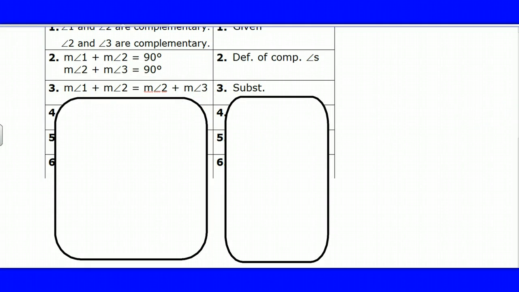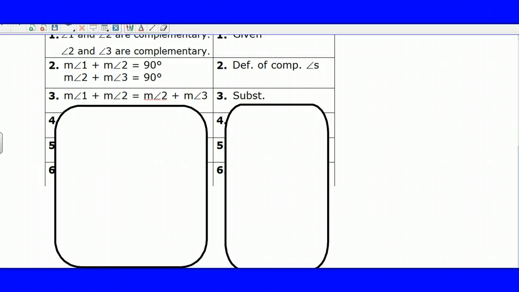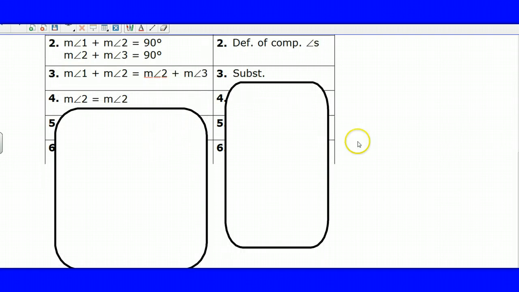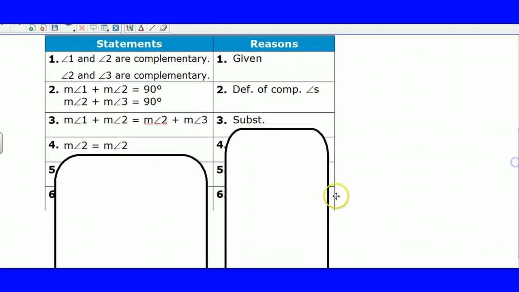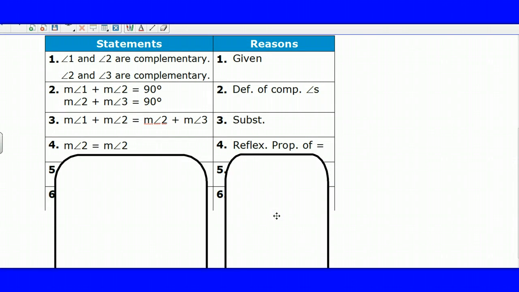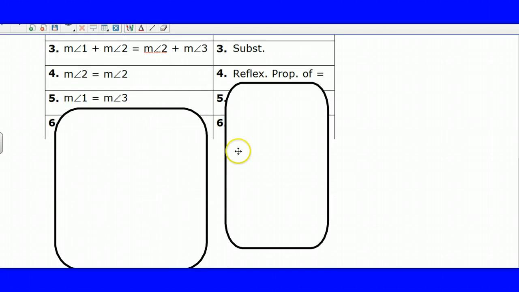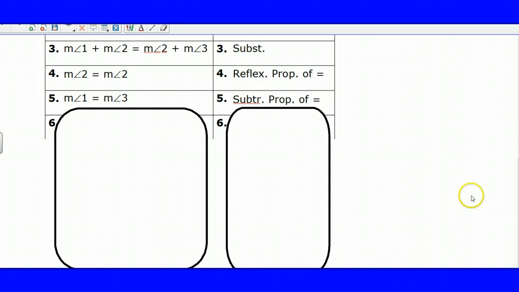Okay, next step. Well, looking at step 3, I see angle 2 appearing in both sides of this equation, right? So we might want to state the fact that angle 2, that measurement equals the measure of angle 2, as we've seen before, right? And once again, do you remember that property? I bet you do. Reflexive, right? Reflexive property of equality. So let's look again at step 3. Because these two angles are the same, could we simplify this expression? Yep, we can subtract measure of angle 2 from both sides, can't we? And so we call that the subtraction property of equality.